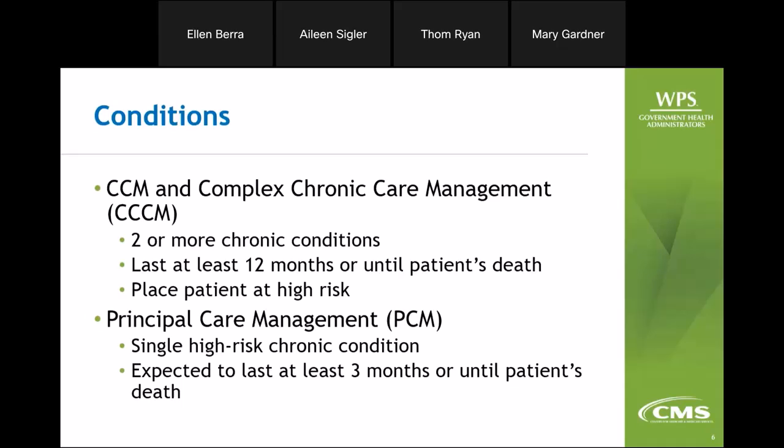Lillian had submitted a question on who can provide services. The chronic care management and complex chronic care management are generally going to be provided by primary care practitioners, but not exclusively. The principal care management is generally going to be provided by specialty providers, again, but not exclusively. Now, limited licensed practitioners such as podiatrists and chiropractors cannot provide the service.